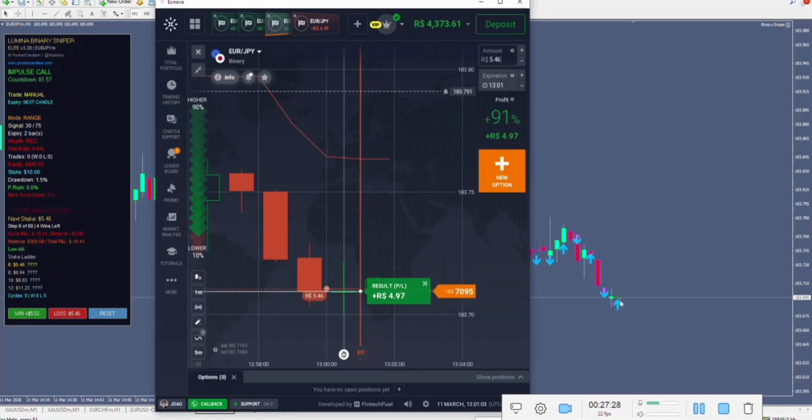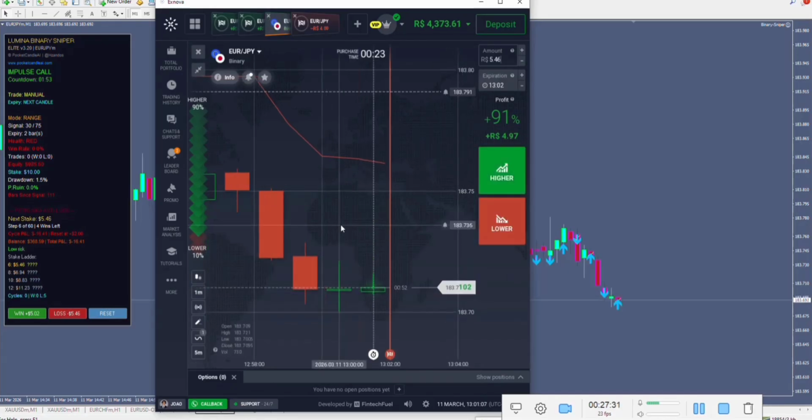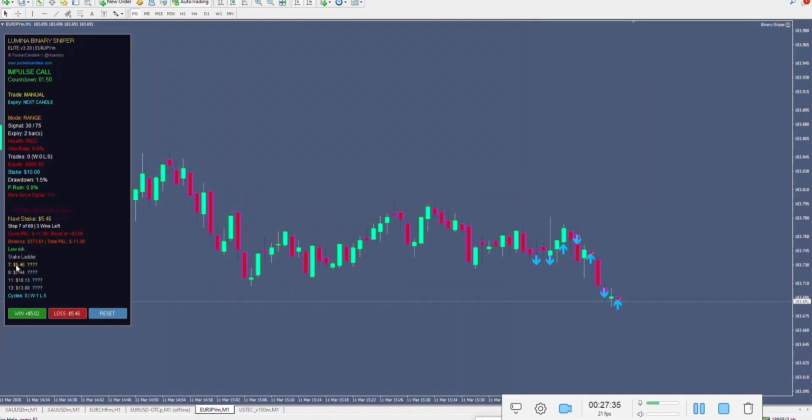So we won it because of this gap. Okay, we have here. That's why we won it. So here we click win. So our next trade is 5.46.